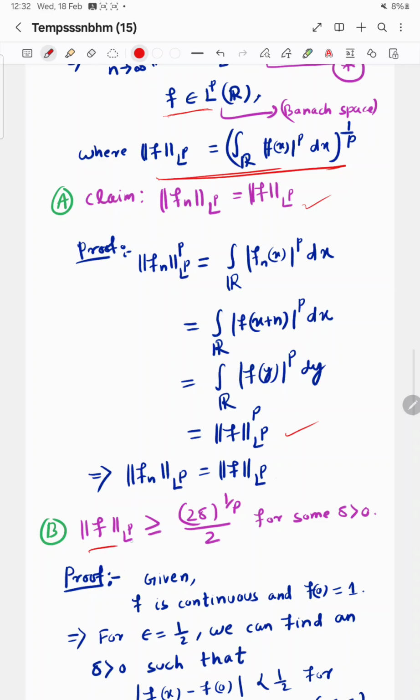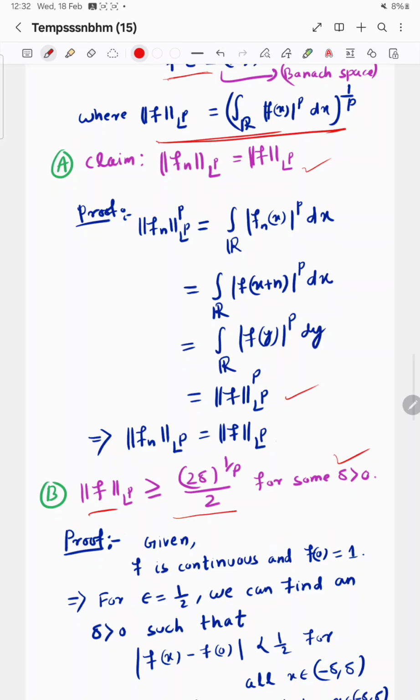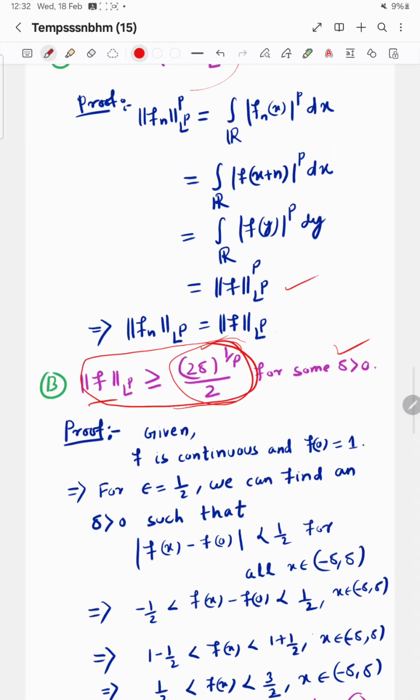Then our next target is to prove that the L^p norm of f is greater than or equal to this quantity for some delta strictly greater than 0. We can find a delta strictly greater than 0 which satisfies this relation. Since the L^p norm of each f_n equals the L^p norm of f, all these f_n functions will be greater than or equal to this positive quantity. So let us proceed to prove this property B.